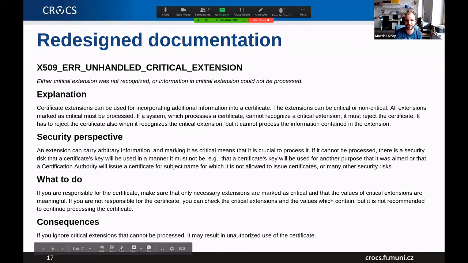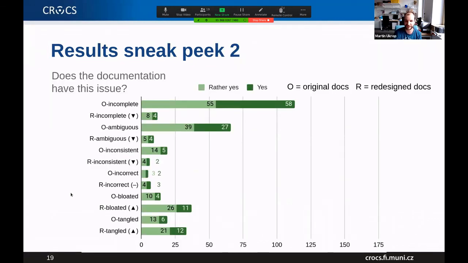I'll come to the detailed results on the next slide. So summarizing the issues, the arrows here mean whether the change is significant in increase or decrease. Our documentation was significantly less incomplete and ambiguous, or at least seen as significantly less, and significantly less inconsistent, though significantly more bloated and tangled.